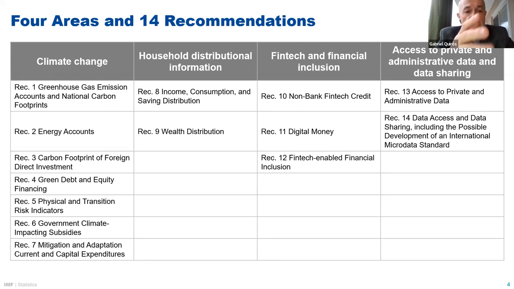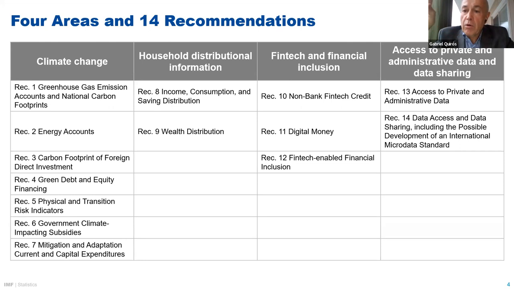On climate change, as we are hearing already and has already been mentioned, obviously recommendation one is greenhouse gas emissions accounts and national carbon footprints. The second one is energy accounts. The third recommendation is carbon footprints and foreign direct investment. We try here to look at the dimension of cross-border flows and the role of multinationals in the way that they organize their production and therefore their carbon footprint across countries in the world.